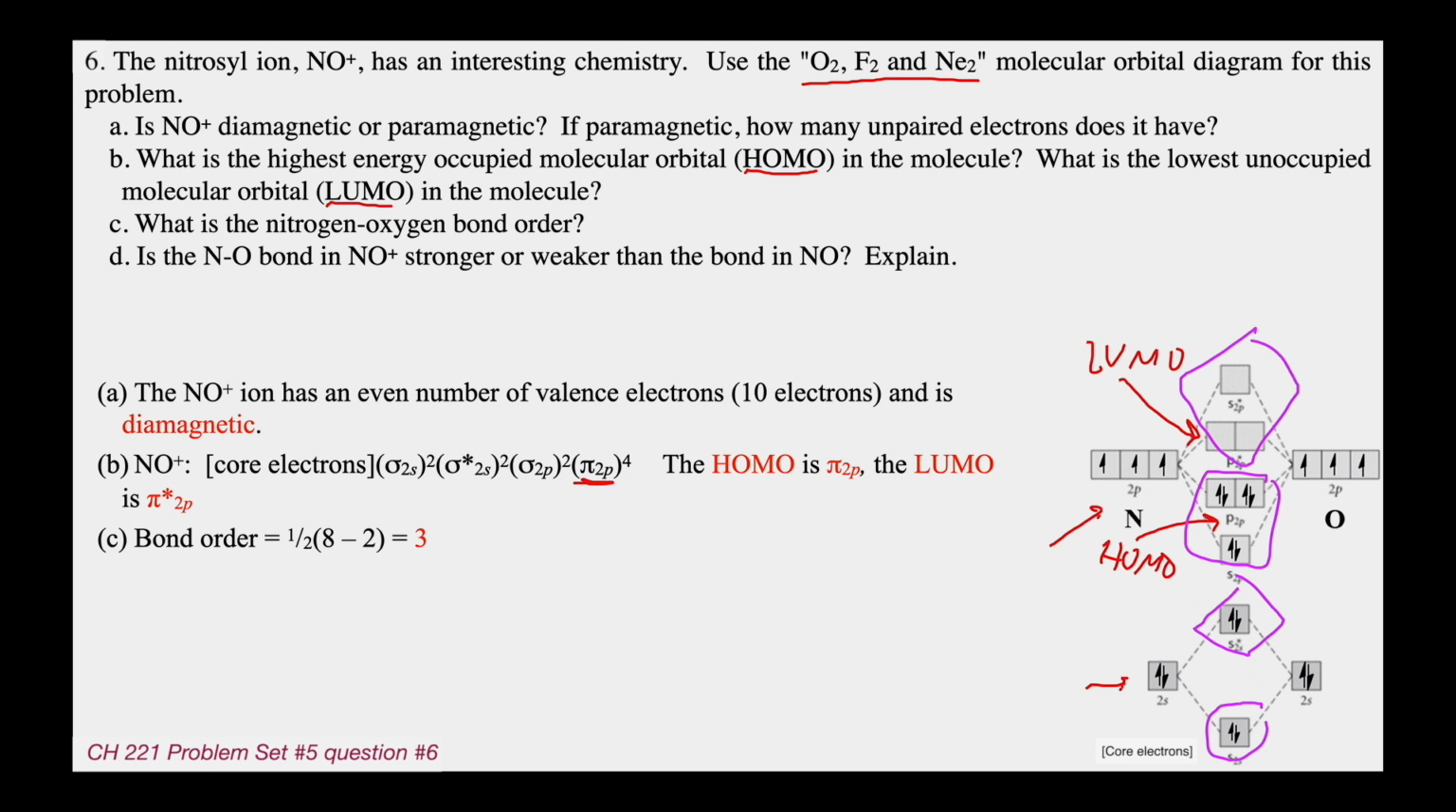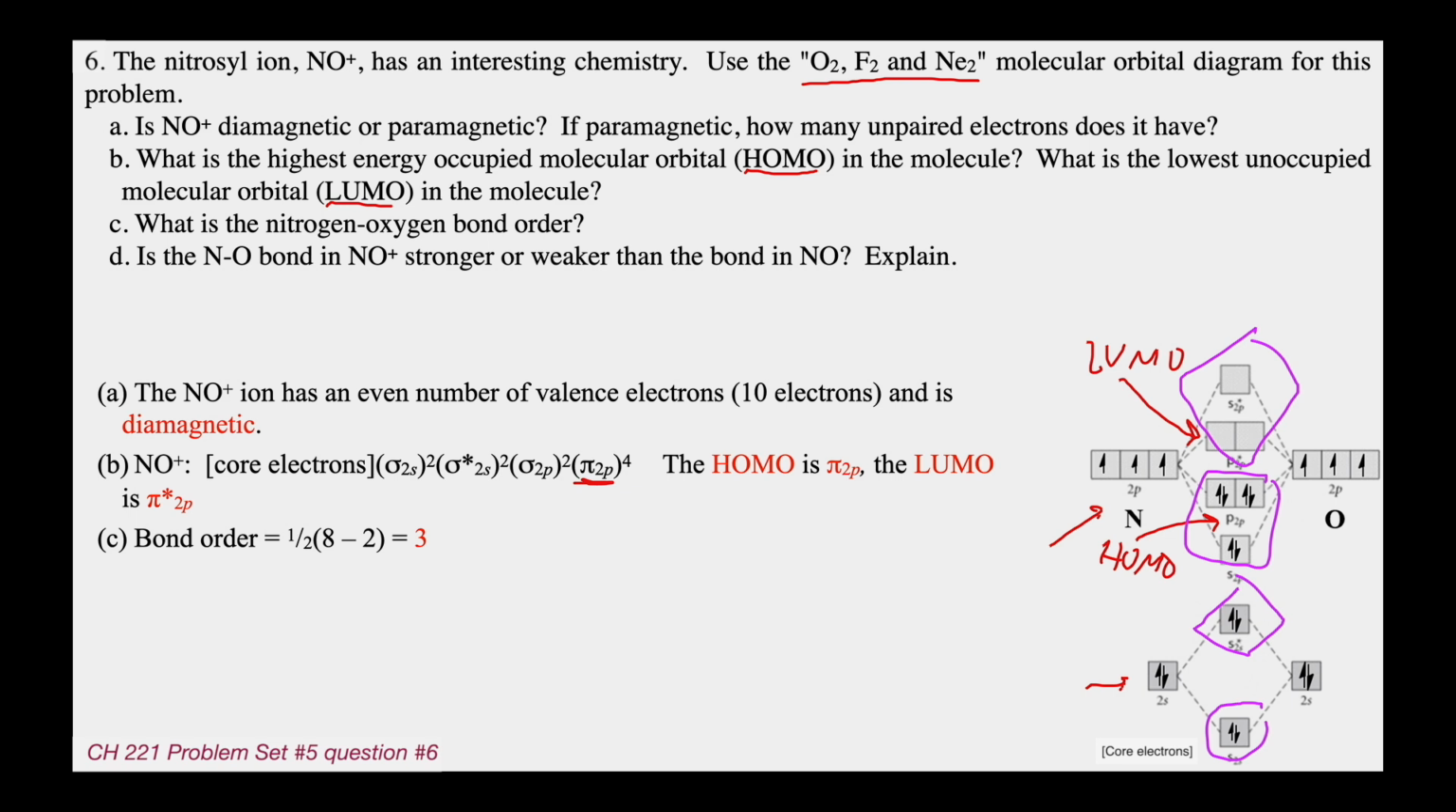There is a total of 2 anti-bonding electrons in those diamond-looking things. So the bond order here is 3. No problem. But the interesting part is, do you think that NO would be stronger or weaker than NO plus, or actually the vice versa?